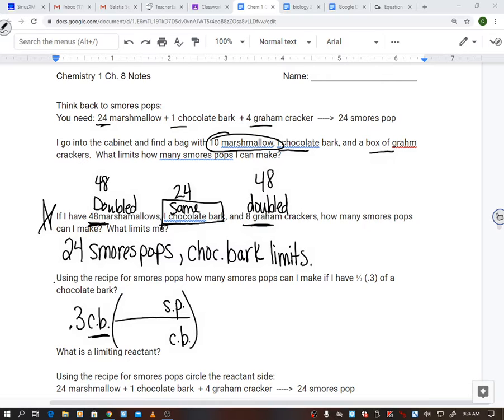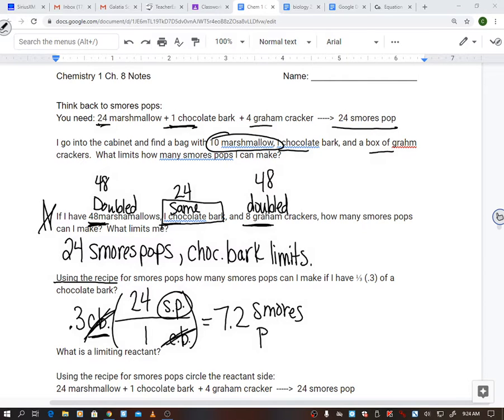Now it says using the recipe. If I go back to this recipe up here, it says that 1 chocolate bark made 24 s'mores pops. Right? So then it's just like any other problem. I can cross out the chocolate bark and it leaves me with how many s'mores pops I would make. Now 0.3 times 24 is 7.2 s'mores pops, or 7 I guess, because you wouldn't make 0.2 s'mores pops. But anyways, that's your answer.